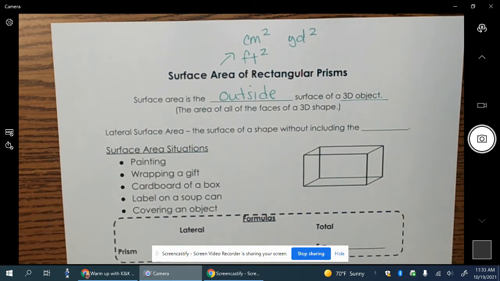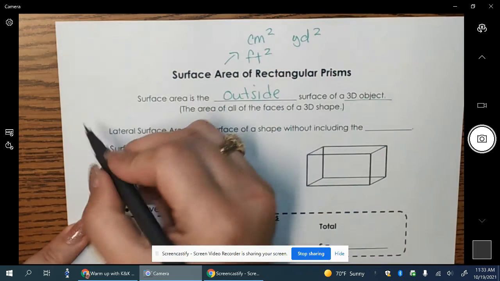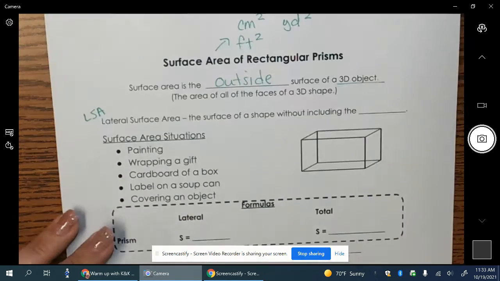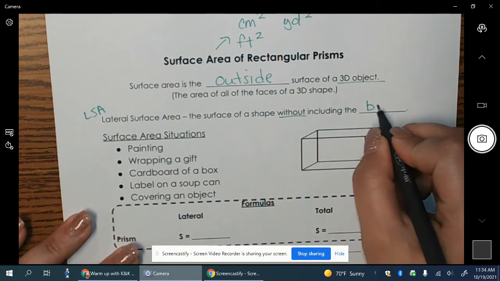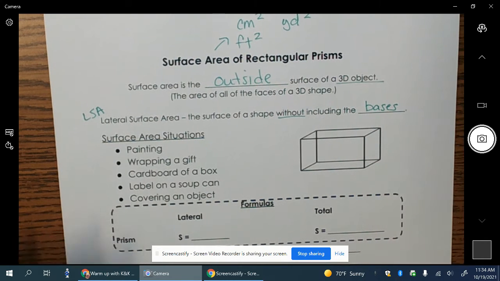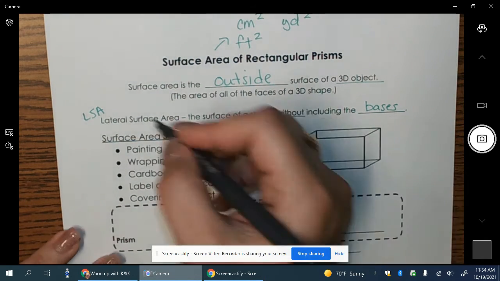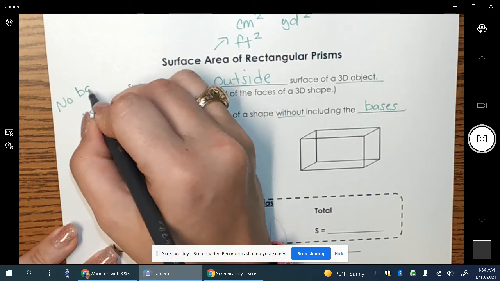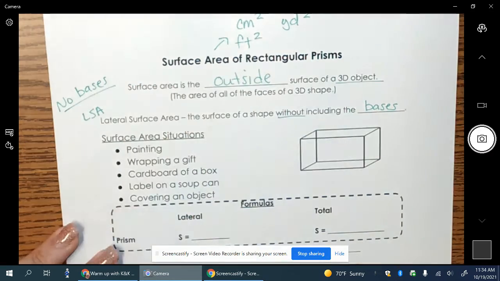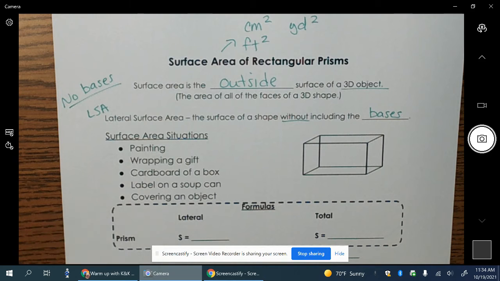All right, so we have 2 types of surface area. One is lateral and one is total. Lateral surface area is LSA, and it is without your bases. Last year we always said Megan Trainer, she wants the bases, but lateral surface area says no bases. So the opposite of Megan Trainer, she does not want those bases. Lateral says no bases.